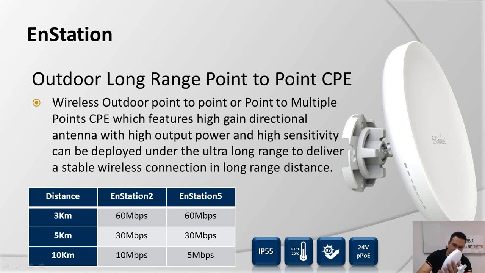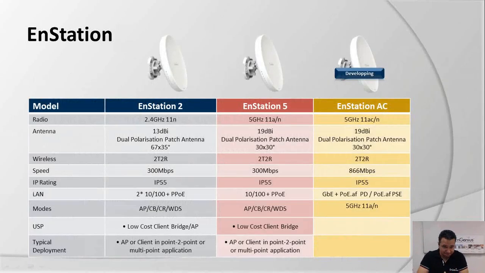So we have two different models in that: the EnStation2 and the EnStation5. The 2 is 2.4 gigahertz, obviously, and the EnStation5 is the 5 gigahertz variation of this model. It's quite a small dish and quite light, so for point-to-point solutions it can be very useful and very cost-efficient. It has a pole mount, which is able to swivel in all directions. It can be mounted on a pole, like I said, or you can just mount it on the wall, and then you can put it like that. So like I said, we have two models, both available, the EnStation2 and EnStation5.